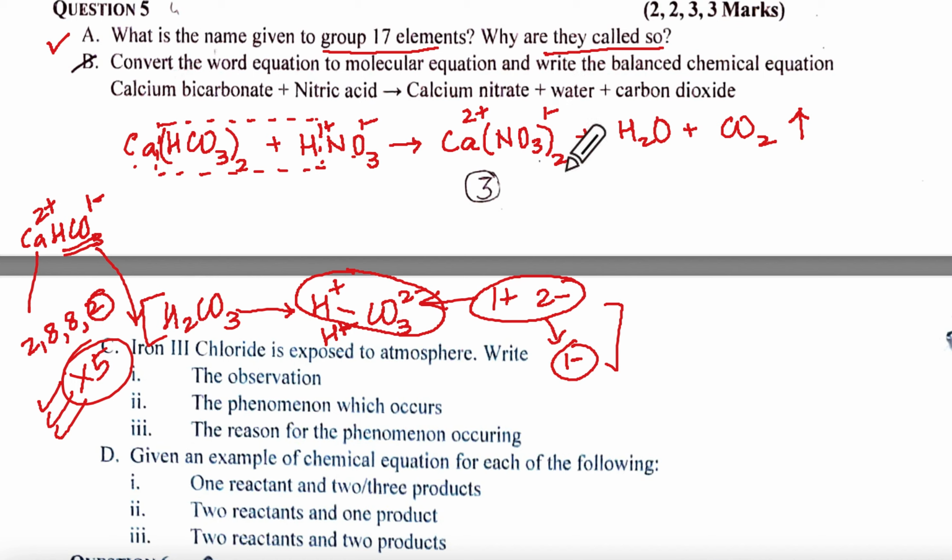Understood? Now how many nitrates do you see? I can see 2 of them. So that means I should put 2 here. Did you understand this part? Yes, ma'am.